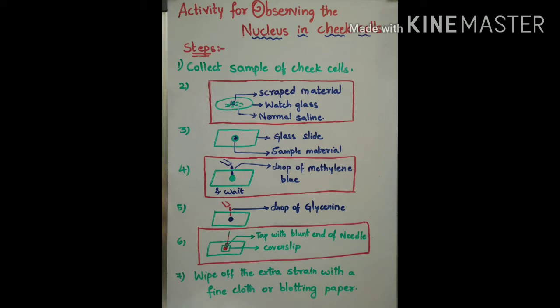Then we have to place the scraped material in a watch glass, as you can see in the slide. After placing the scraped material in a watch glass containing a very small quantity of normal saline, we then place the material on a glass slide.